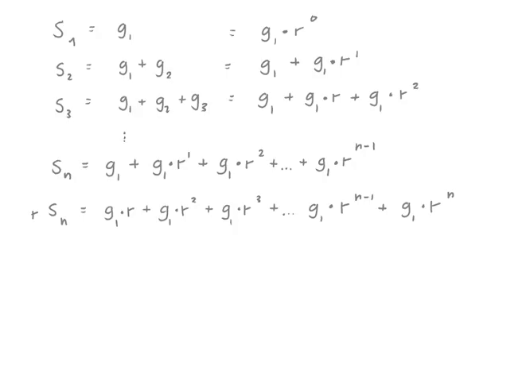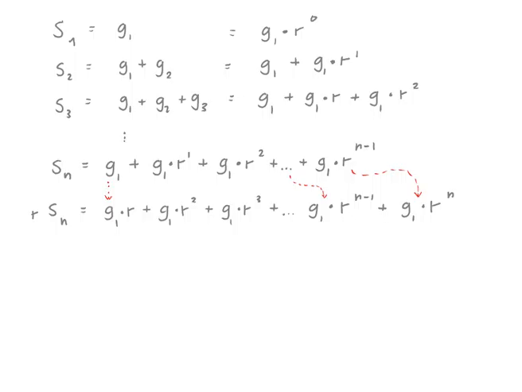Now, just to double check here, the G1 is getting multiplied by R to turn into G1R. This over here is coming from inside of those ellipses. And then the last term in Sn, G1 times R to the n minus 1, that's the term that comes over here and turns into G1 times R to the nth power. Okay.